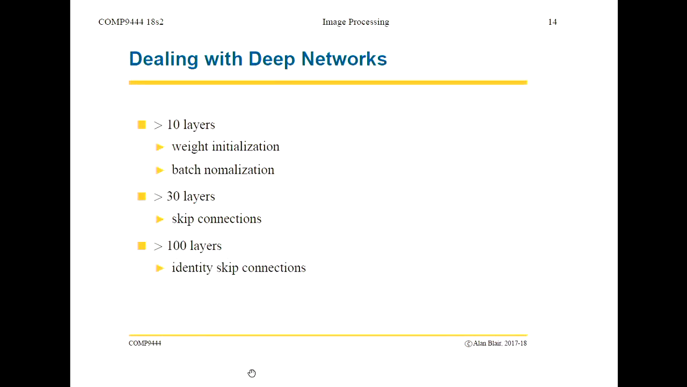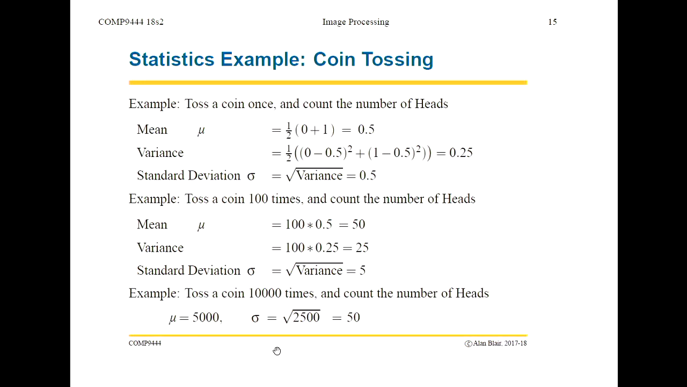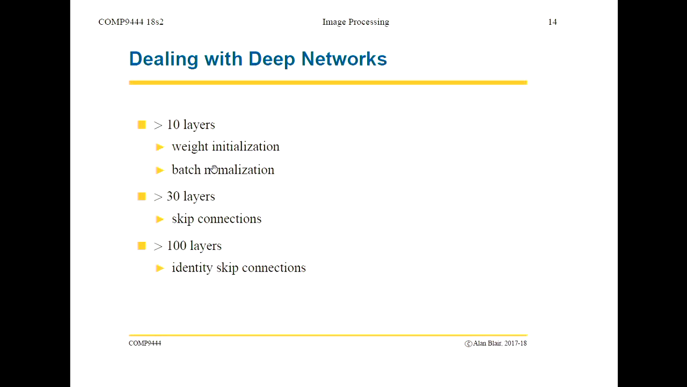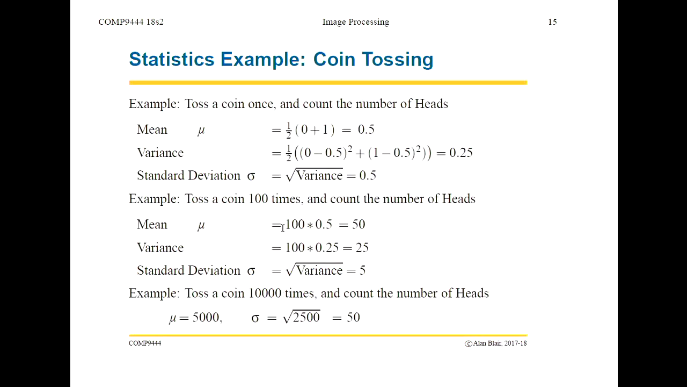So that was 2012. In the years that followed, people managed to train even deeper networks for this image classification task. So how did they manage to train these deeper networks? Well, first of all, by weight initialization and batch normalization. Before we get to batch normalization, we have to remind ourselves a little bit about statistics.